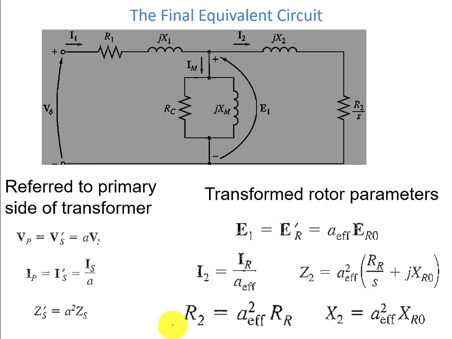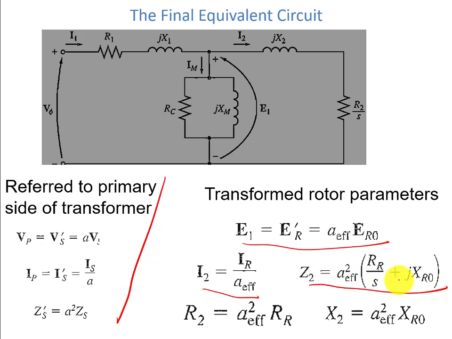So here we can also reduce the effect of the effective turns ratio. These are the basic relations that we know for the transformer: Vp is equal to A times Vs, Ip is equal to Is over A, and Zs prime is equal to A squared Zs. Similarly here we will have E1 equal to A effective ER0, I2 equal to IR over A effective, and Z2 equal to A effective squared times RR by S plus jXR0. That's why we have transformed this rotor model to the primary side, or the stator side, so that we can have these transformed rotor parameters.